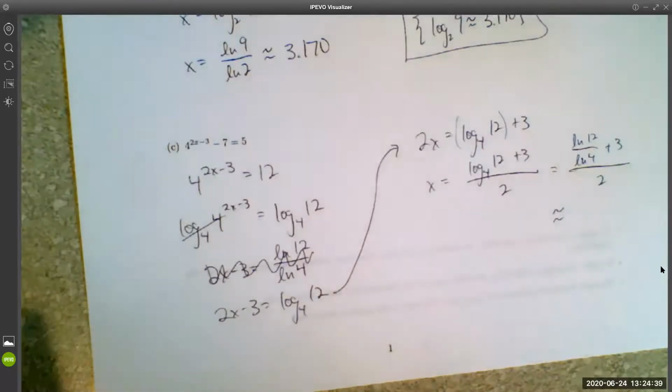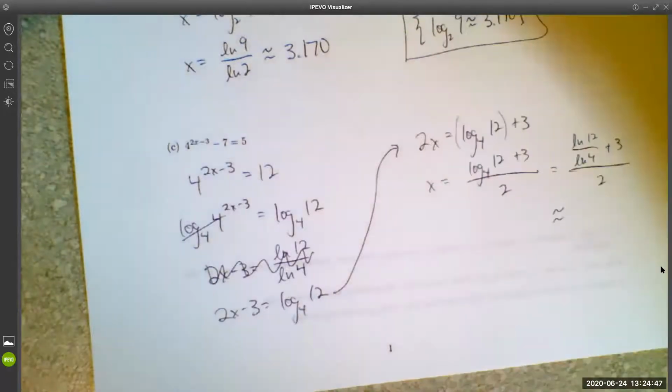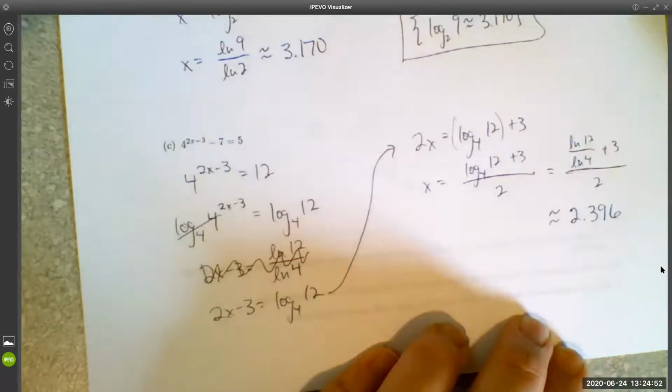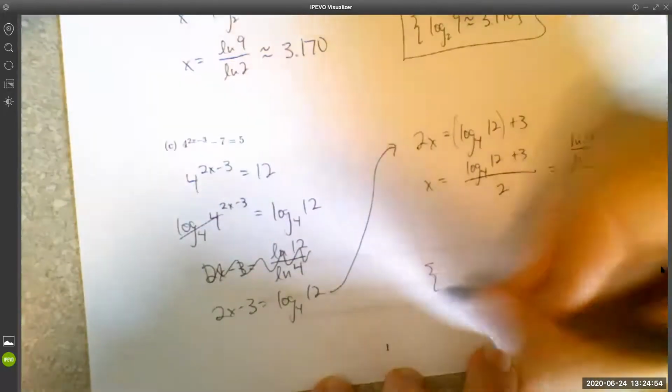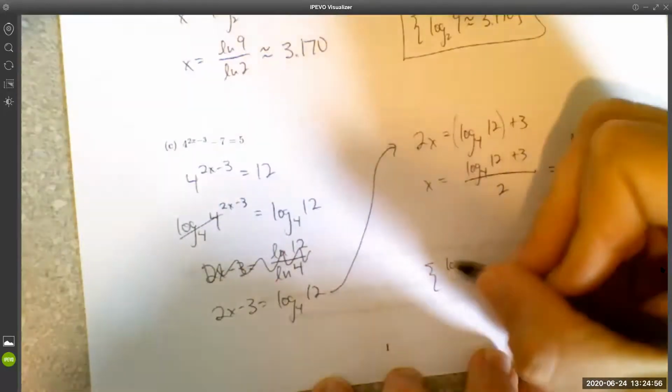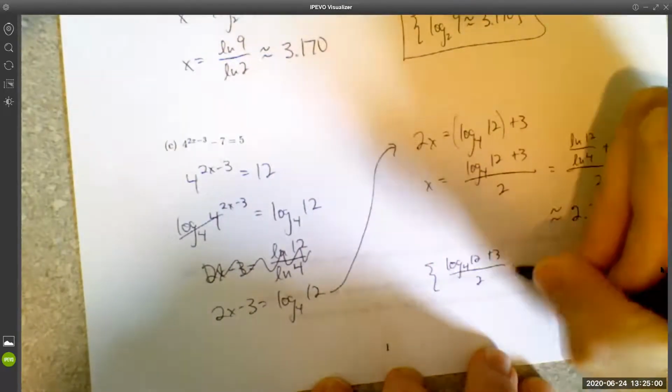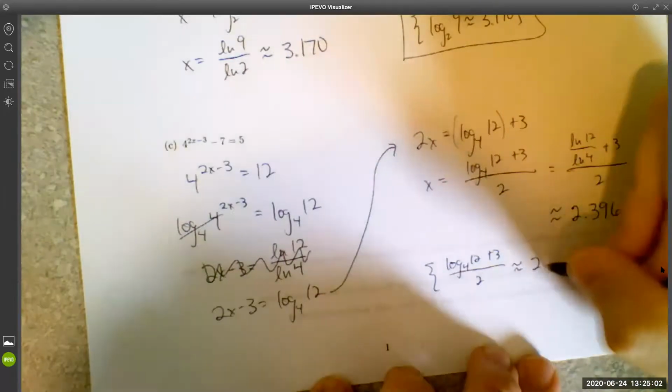So that's about 2.396. Okay, so our solution set would be log base 4 of 12 plus 3 divided by 2, which is approximately 2.396.